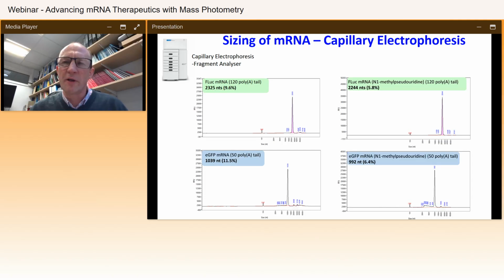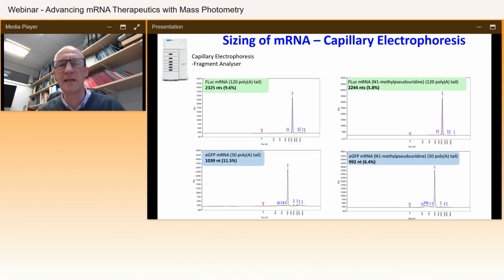And also another common technique, capillary electrophoresis, is often used for looking at integrity and sizing of your mRNA molecule. And again, I'll talk you through some of the caveats and some of the data we've got, again showcasing that this technique also isn't the most accurate for sizing mRNA molecules.